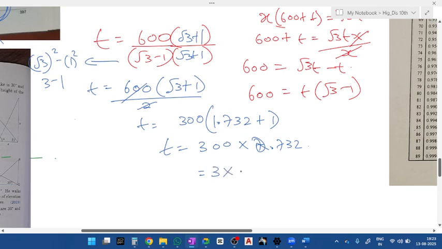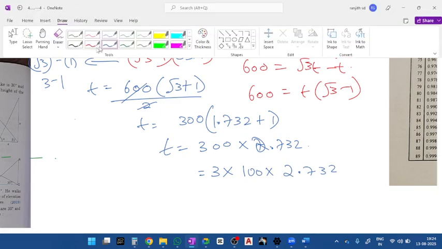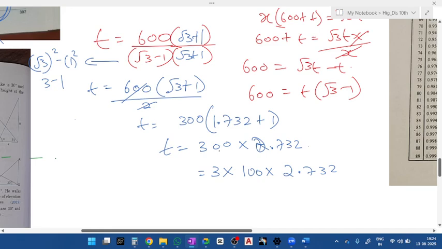3 into 100 into 2 point. See, Naomi, it doesn't mean every time you have to split into 10. How many zeros are there? If there are three zeros, what will you write? 3 into 1000. You shouldn't write 300 into 10.